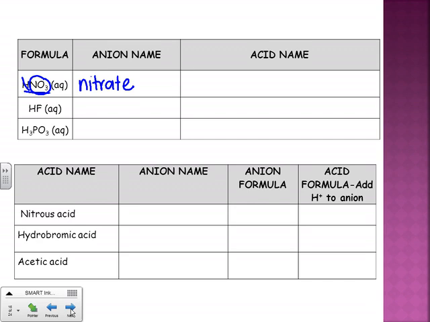And if you look back at your chart and your notes, if it ends in ATE, we're going to add ic acid. Okay, so I need to use the stem of this name and add ic acid. So the stem of this name, if I took off the ATE, was NITR. So NITR. Then I add ic acid. So nitric acid.